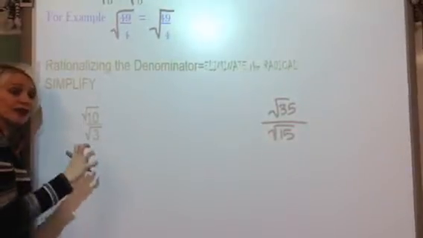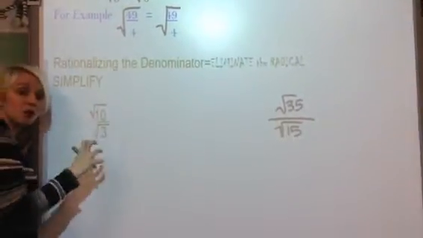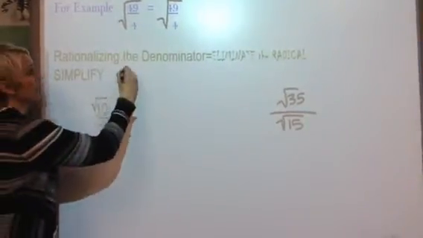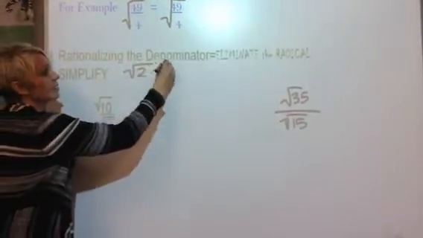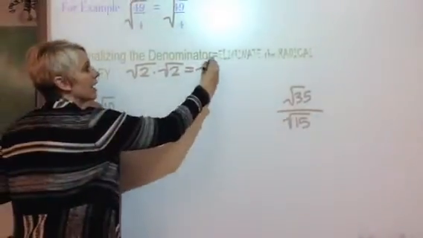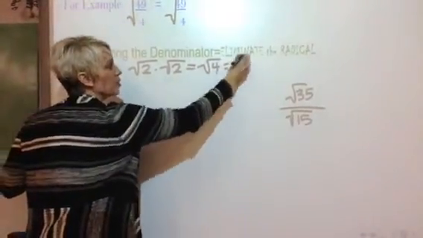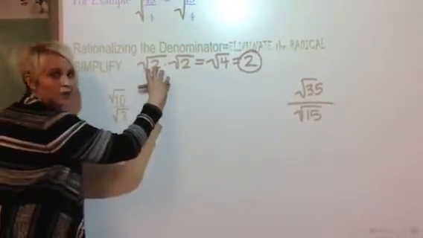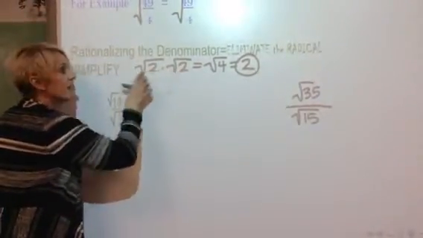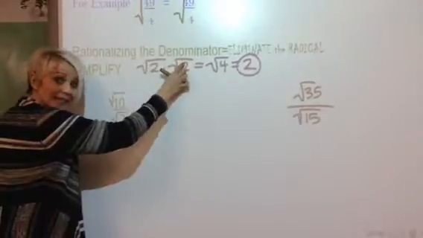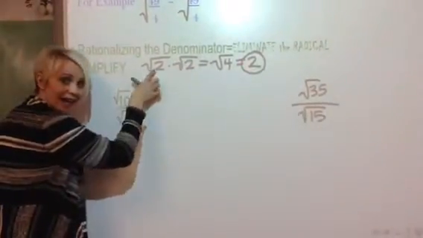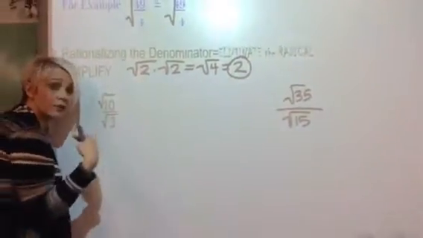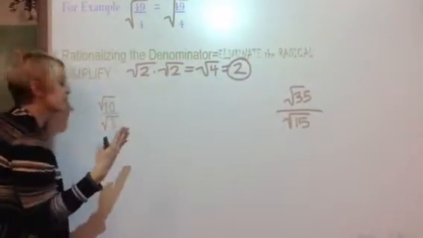To rationalize the denominator, we multiply a radical by itself. Here's why. If I have radical 2 times another radical 2, that becomes radical 4, which is the whole number 2. Do you see how when I multiply a radical by itself, it eliminates the radical completely and it just leaves you with what's inside? You can try it with some others if you'd like. Take radical 3 times radical 3, take radical 4 times radical 4 if you're not understanding.